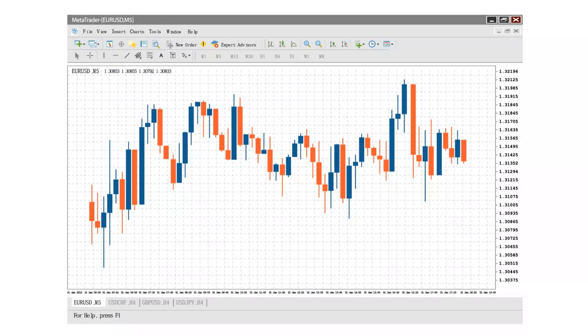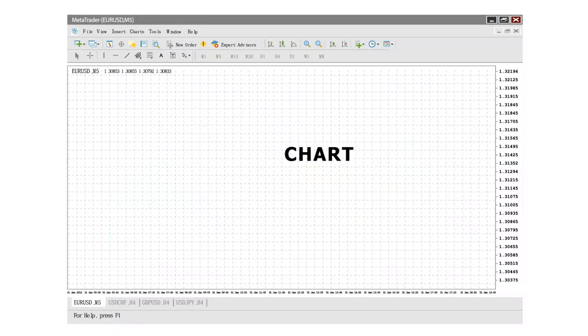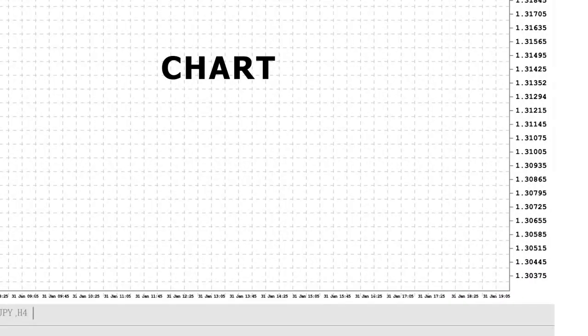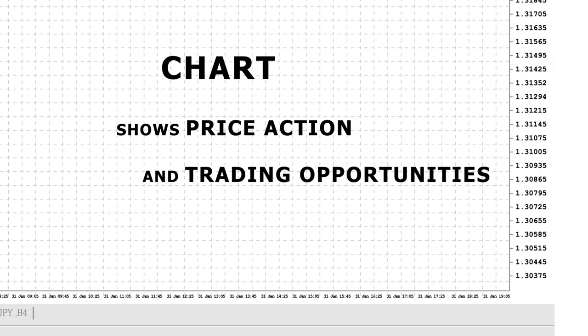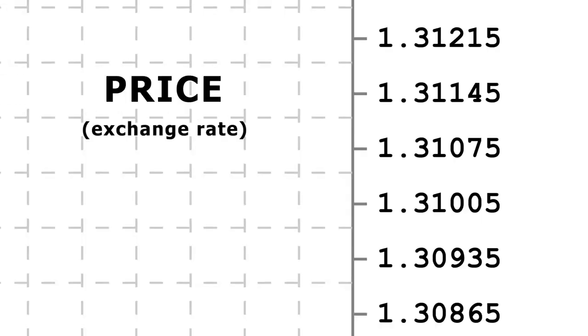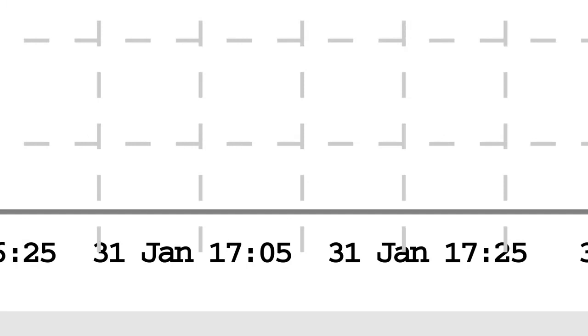You can see that this trading platform contains a chart. This is the visual representation of the price action, and we use this for our analysis. It is here that we identify trading opportunities. The vertical axis on the right-hand side is the exchange rate or the price of the currency pair. The time is along the horizontal axis.